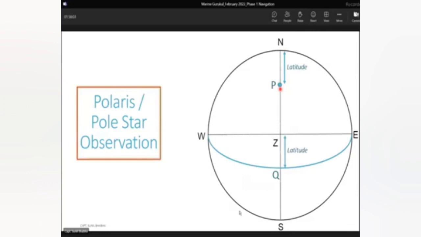Okay, beta. So let's move on to the Polaris question now. We will see the Polaris table, and see how the correction for Polaris is made. Let's go.